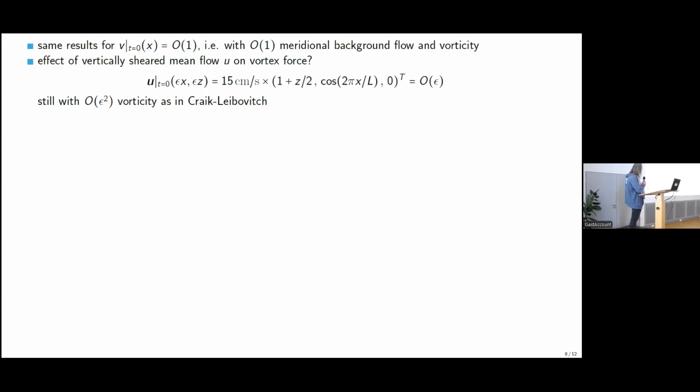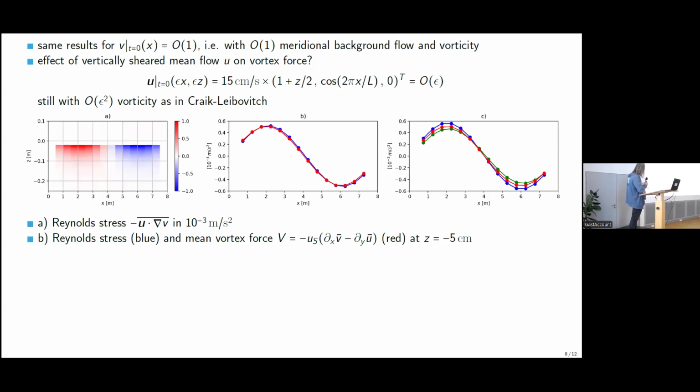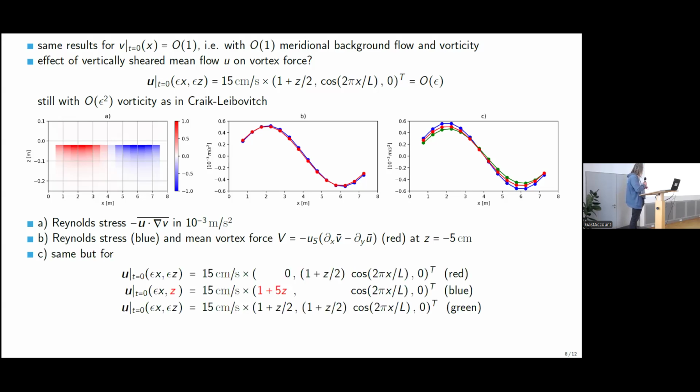So we also added some flow in the U component of the background flow in the x direction with vertical shear. See, there's a Z dependency. The Z dependency is order 1, and with this order 1 amplitude, you still get order epsilon squared vorticity as Craik-Leibovich assumes, and this is the result here. It's the Reynolds stress or the Coriolis vortex force in the Craik-Leibovich equation. This is at 5% depth. And the other curves here are where we go further, because we want to test the system for different background flows.